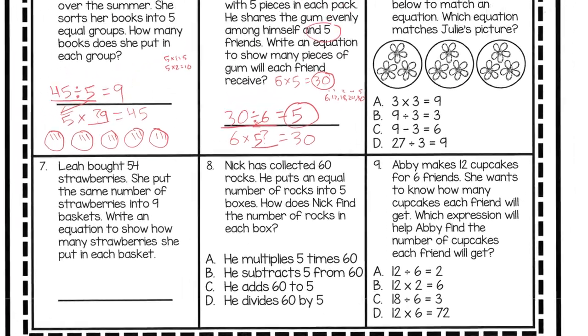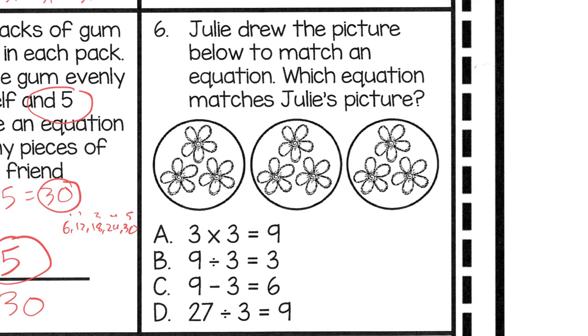All right, 4 more here, and I'm going to set them up, but I'm going to let you solve these on your own, unless I see something very tricky. Julie drew the picture below to match an equation. Which equation matches Julie's picture? So I've got 3 flowers, 3 flowers, 3 flowers, and there's 3 groups. So what would I say? 3 times 3 equals 9?